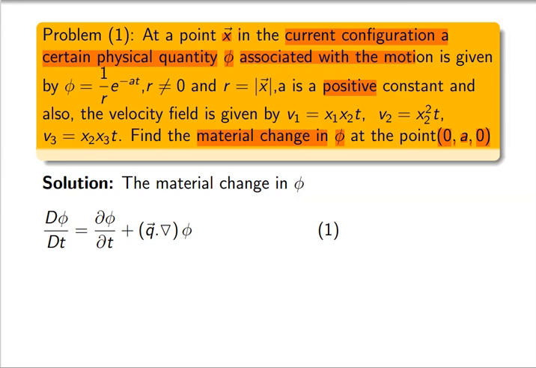Now, what is the formula for the material change in phi? The material change in phi is d phi by dt equal to dou phi by dou t plus q dot del phi. That is the formula, and we will call it equation 1. We have to find d phi by dt at the prescribed point 0, a, 0.